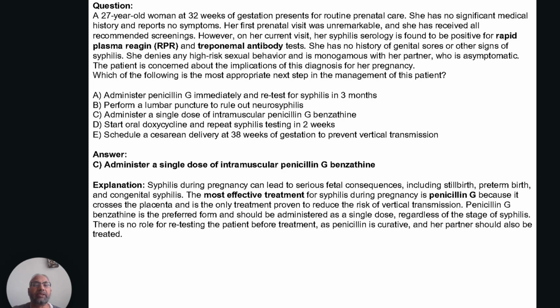As we read just now, the next step is, of course, to administer a single dose of intramuscular penicillin G, which is the treatment of choice for anybody who has been diagnosed with syphilis. So this patient evidently has been diagnosed with syphilis, and we are going to give this patient intramuscular penicillin G to prevent the infection from spreading to the baby.